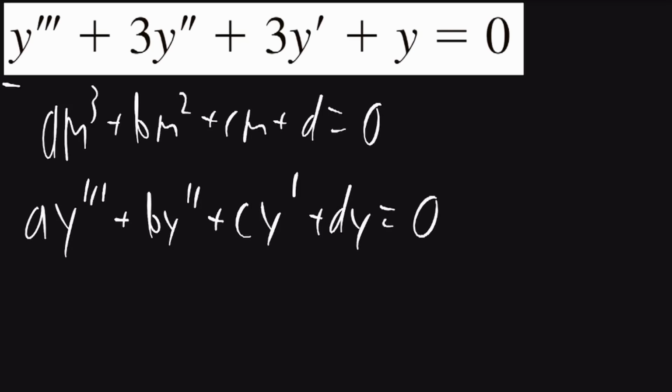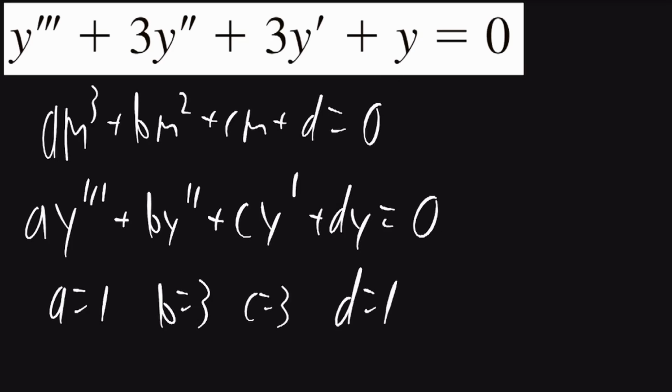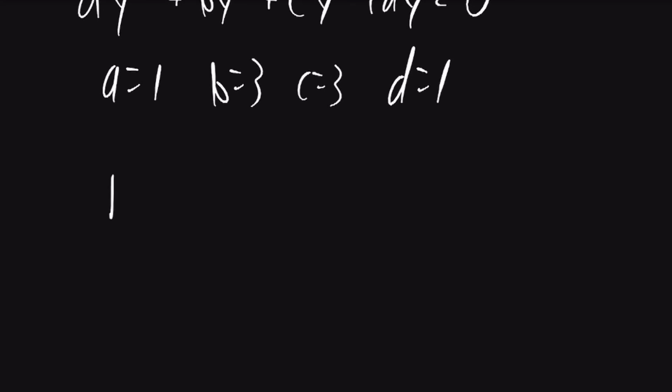The coefficient of y triple prime is 1, so a is going to be 1. The coefficient of y double prime is 3, so b is going to be 3. The coefficient of y prime is 3, so c is going to be 3. And the coefficient of y is 1, so d is going to be 1. We can now build the auxiliary equation. It will be m cubed plus 3m squared plus 3m plus 1 is equal to 0.